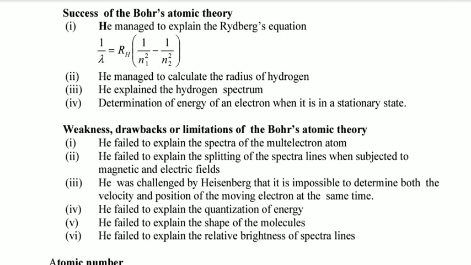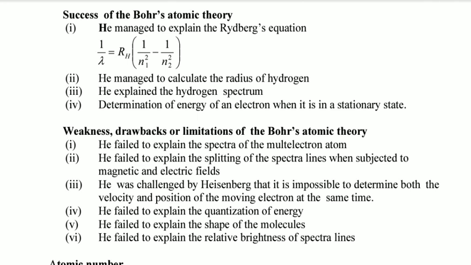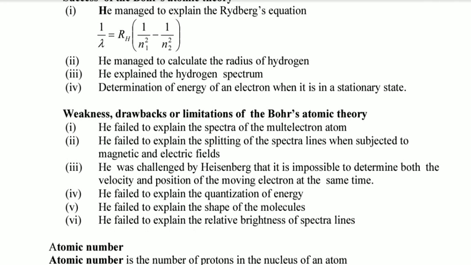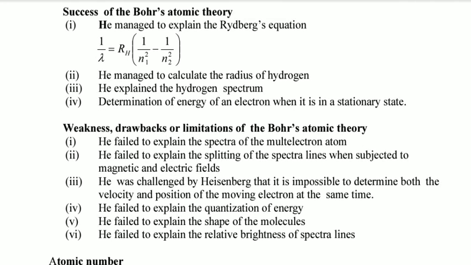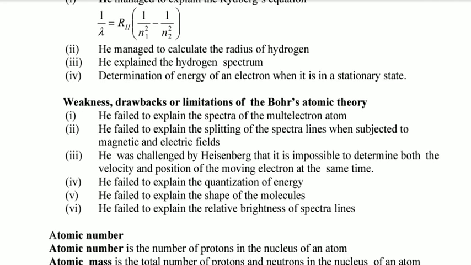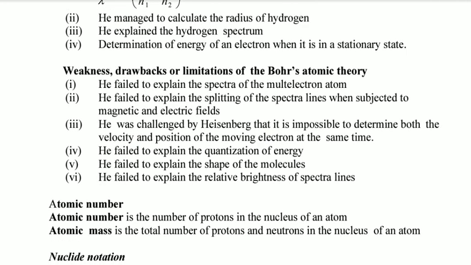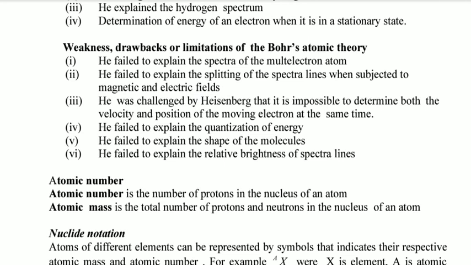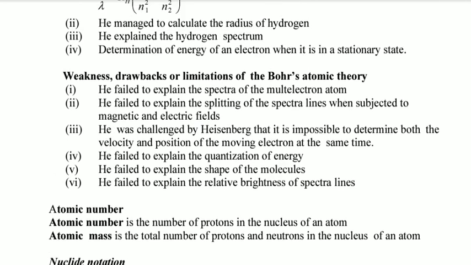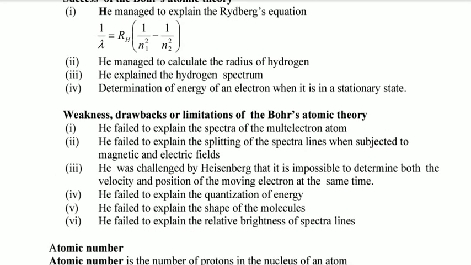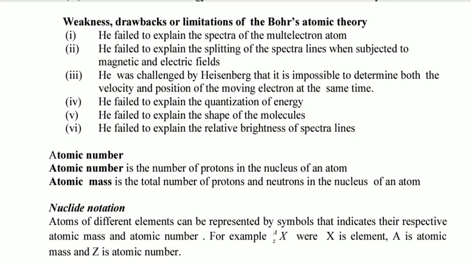Discussing some of the successes of Bohr's atomic theory, he managed to explain the Rydberg equation. He managed to calculate the radius of hydrogen. He explained the hydrogen spectrum, and the determination of the energy of an electron when it is in a stationary state. So these are the successes, and the weaknesses are here.